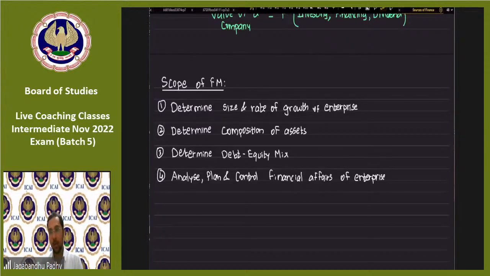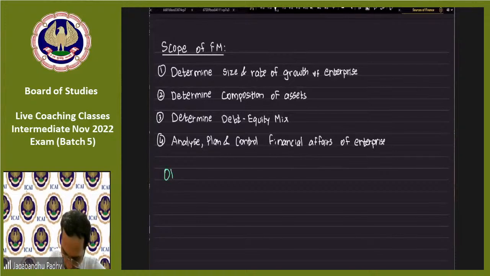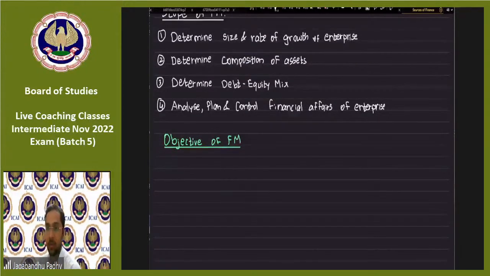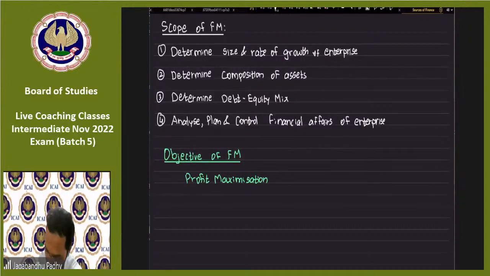Okay. Now, objective. When we talk of objective, this is going to be a very elaborate discussion. Objective of financial management. We are going to talk about two things. One talks about profit maximization, and the second talks about wealth maximization. Profit maximization and wealth maximization. These are the two objectives of the financial manager.